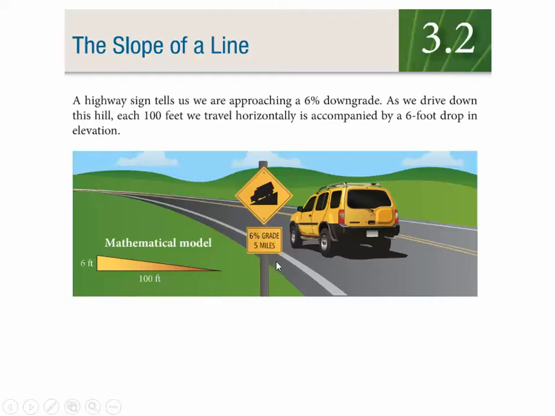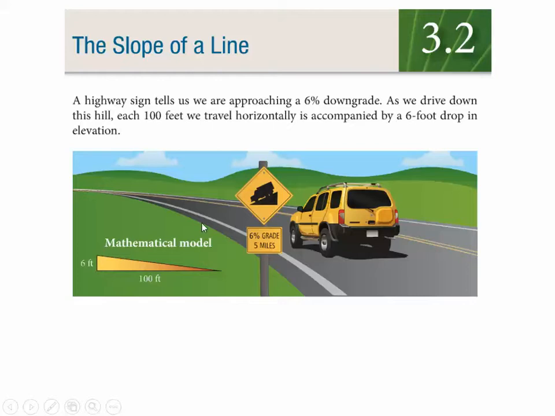As you look at some of it, it says a 6% grade. What that really means is how many feet you go down versus 100 feet across. So each time you go 100 feet forward, it tells you how much elevation you have dropped. You can impress your friends with that if you like, next time you're driving.